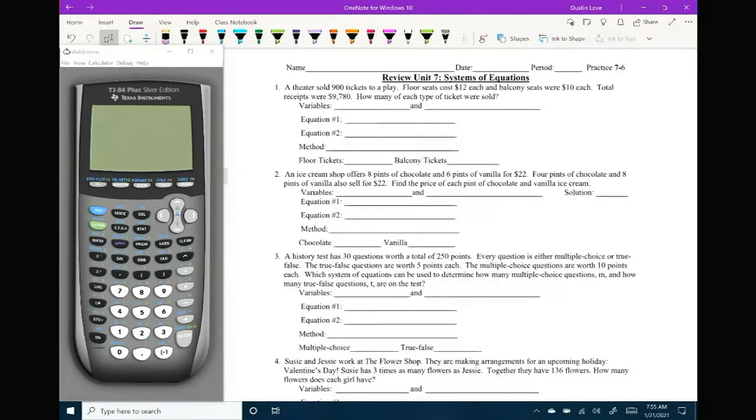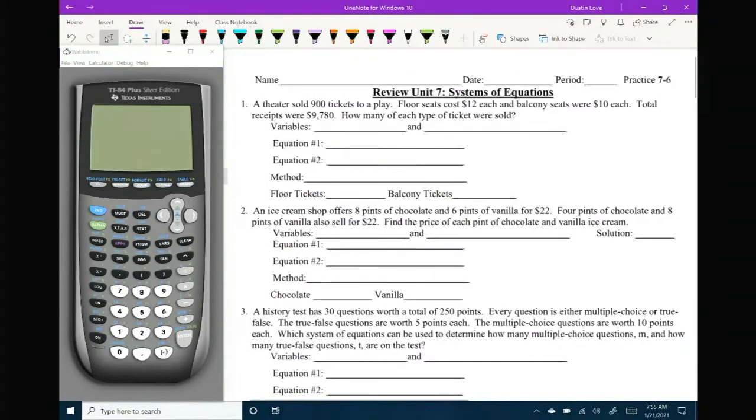All right, let's go ahead and jump into this. Now remember, we're looking at the question to see what the variables are going to be, how many of each type of ticket. So it looks like I've got two different types of tickets. I'm going to look back up here and it says we got floor seats and balcony seats. So I've got F for floor seats and B for balcony seats.